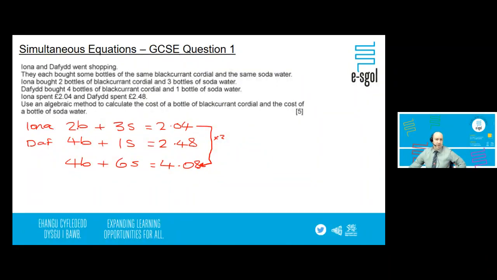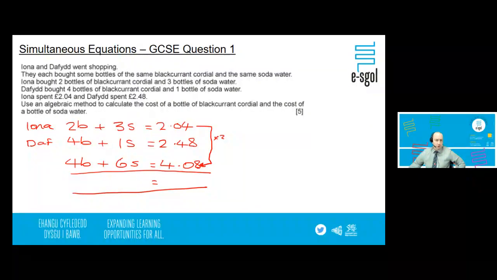Now, I'm going to ignore this top line now, and I'm going to take these two bottom lines, and I'm going to take them away from each other. Okay, now, because the bigger values are on the bottom, I'm going to do the top being taken away from the bottom. So 4B, take away 4B, they're gone. 6S, take away 1S is 5S. And then £4.08, take away £2.48.